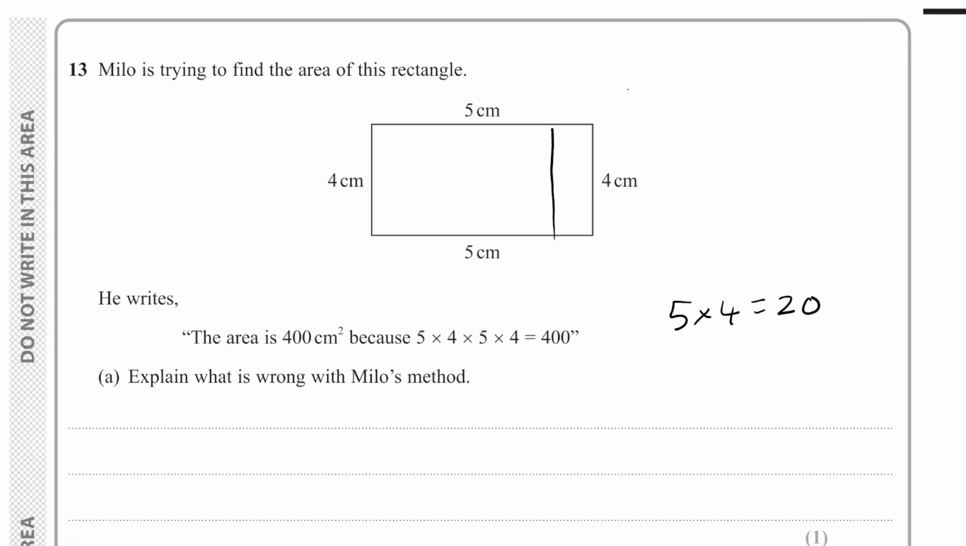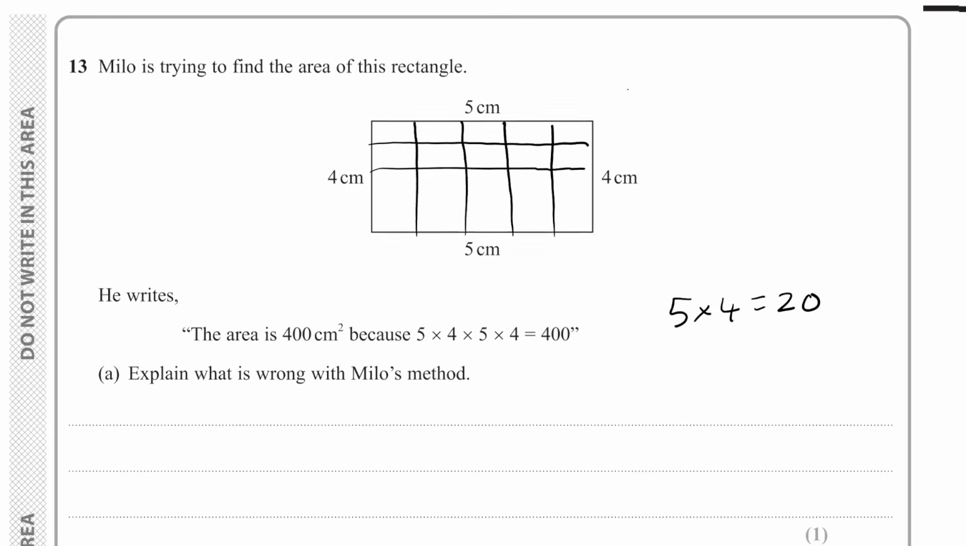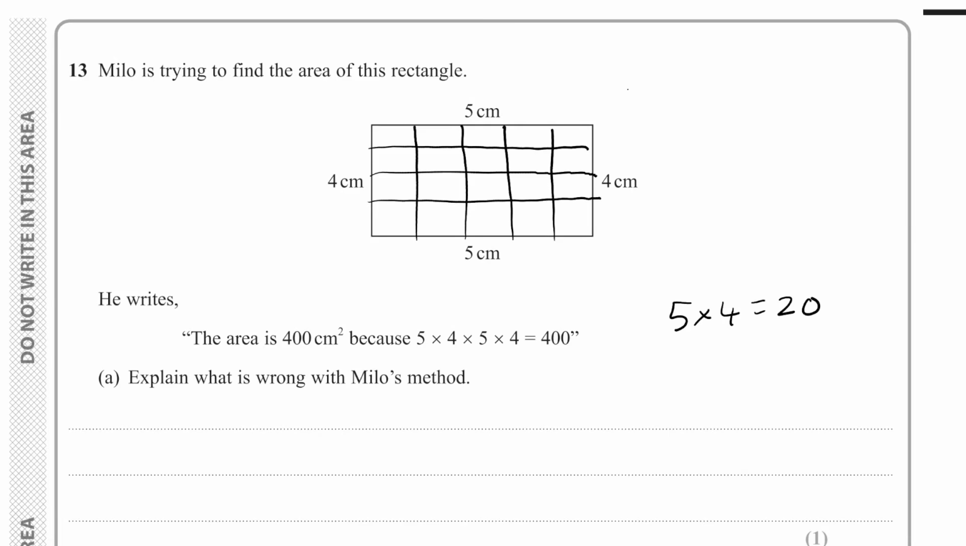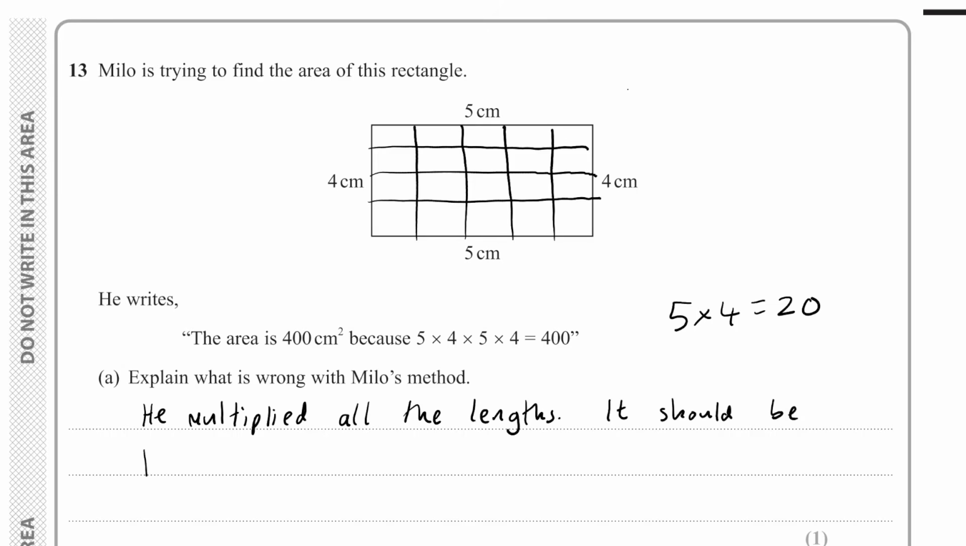We measure area in squares. So if we've got 5 going along and 4 going down, there are 20 squares. 5 times 4 is 20. So what is wrong with Milo's method? He's multiplied all of the sides instead of the length times the width. So he multiplied all the lengths. It should be just length times width.